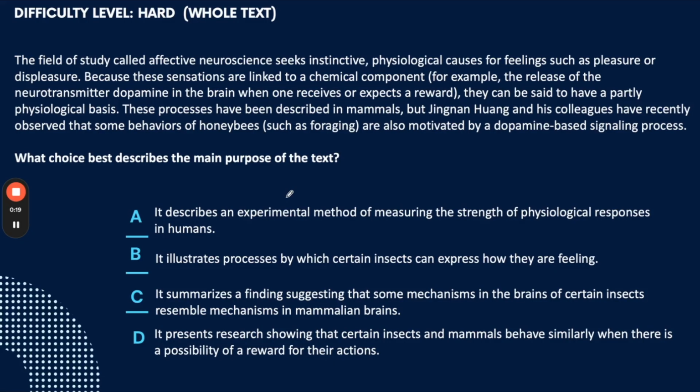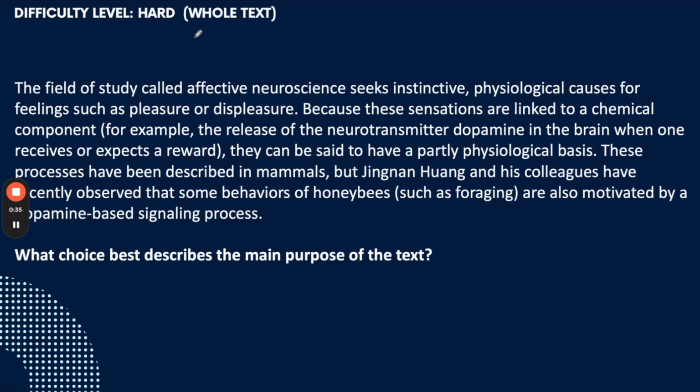Alright, so now we'll be taking a hard difficulty level question for whole text types. The first step is always the same. Read the question stem. The mention of main purpose tells us that we are dealing with a whole text subtype question. Let us read the text now.